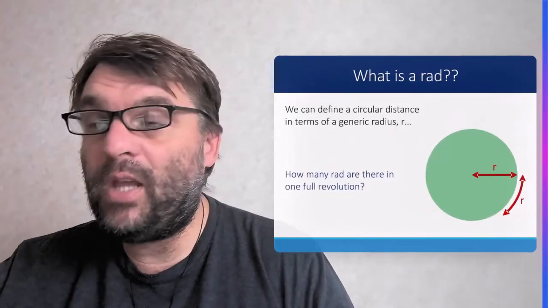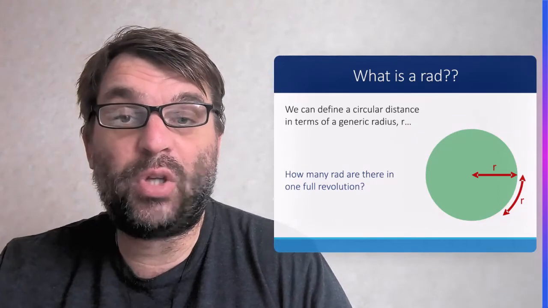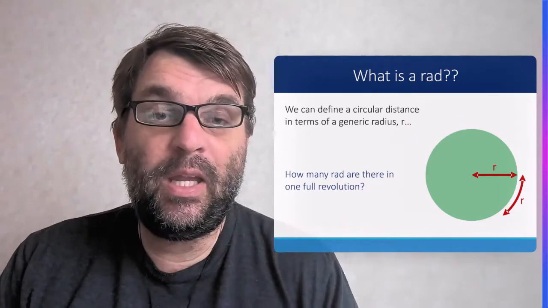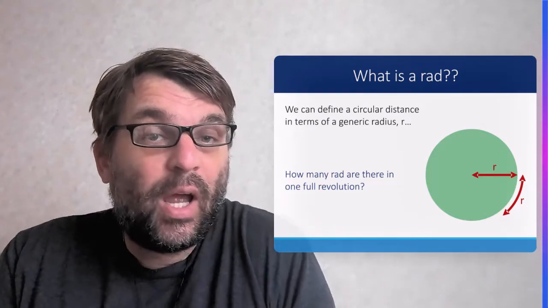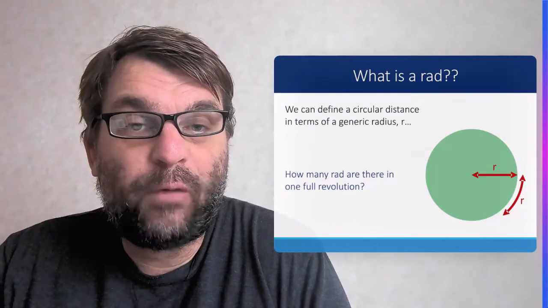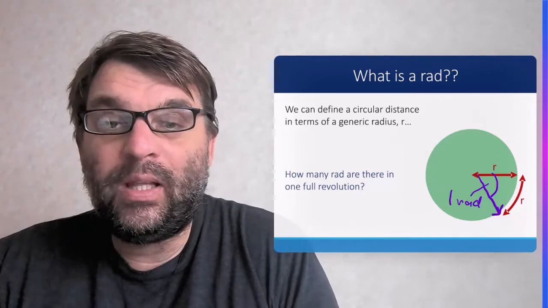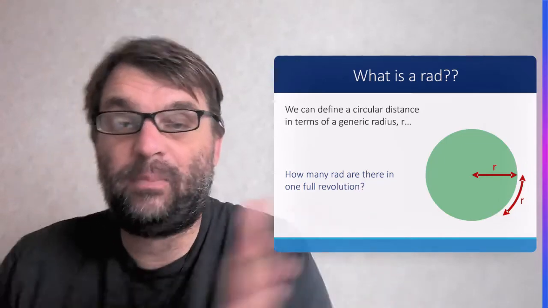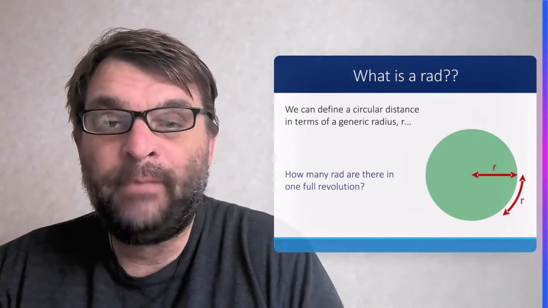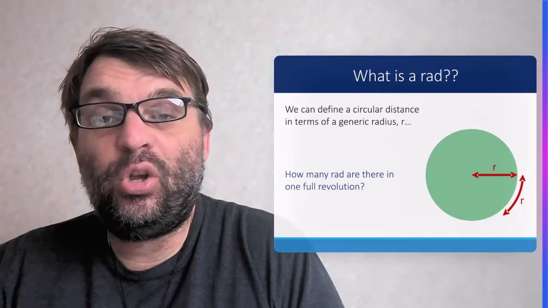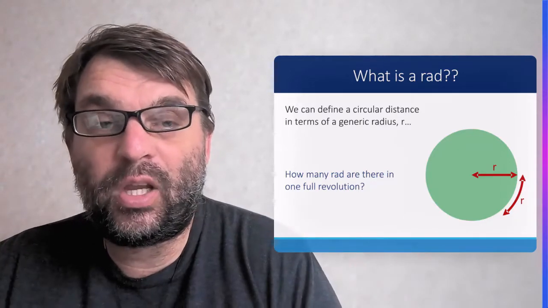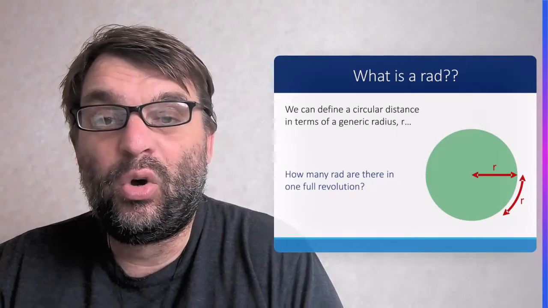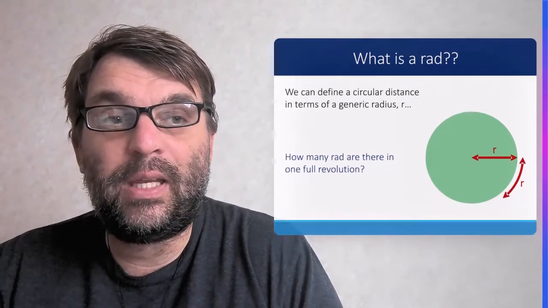Now we can define circular distance in terms of this generic radius, and how many radiuses, or radii, are there in one full revolution? Well, there would be 2 pi rad, or radii. Rad, we just contract it to rad, and that's the term we use a lot in circular motion. Rather than saying revolutions or degrees, we use the term radian, or rad.